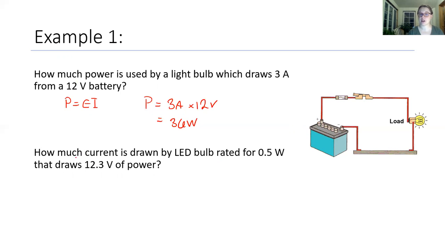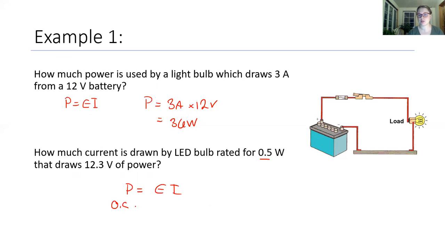Another one: how much current is drawn by an LED bulb rated for 0.5 watts if it draws 12.3 volts? Sometimes it's hard to think of which terminology to best use. It's got 0.5 watts of power. It draws 12.3 volts of EMF. So power is equal to voltage times current.